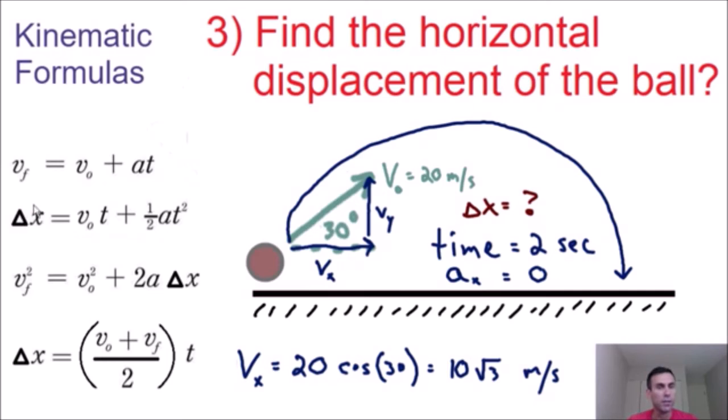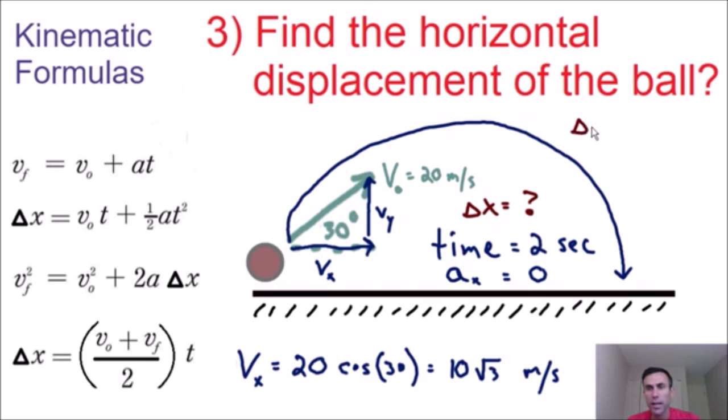Notice how we have delta x, we have an initial velocity in the x direction, we have our time, and we also have our acceleration in the x direction. So we can use this formula to solve for delta x. And remember to keep your units consistent. All your quantities have to be in the x direction or the y direction. All right, so let's use this formula to solve for delta x.